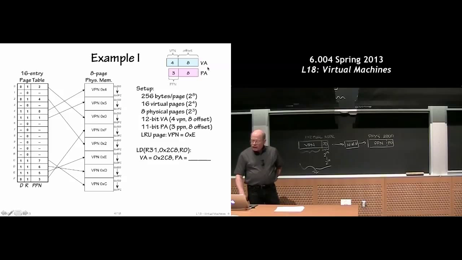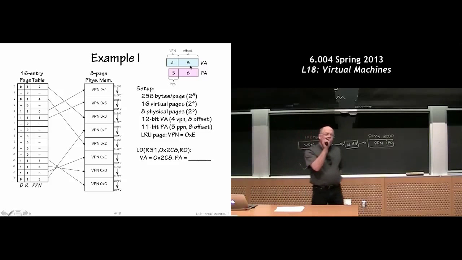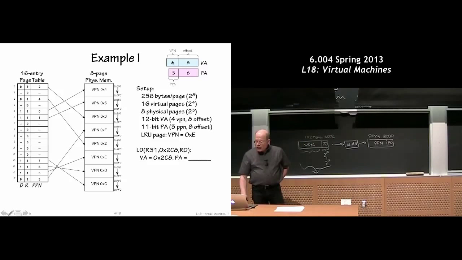So we've arranged a very, very small memory system here. We have pages that have 8 bits of the address being used as the page offset. So how big is our page? 2 to the 8th bytes, right? 256 bytes. And then we have a 12-bit virtual address and an 11-bit physical address. So we have 4 bits of virtual page number, so 2 to the 4th virtual pages, and 3 bits of physical page number, so we only have 2 to the 3rd, or 8 physical pages.